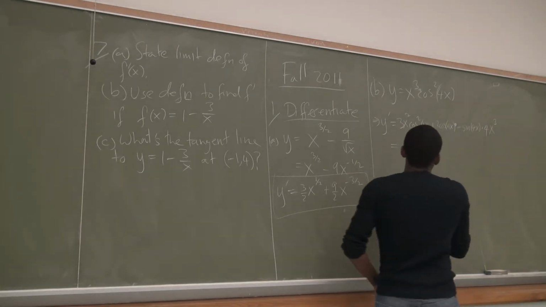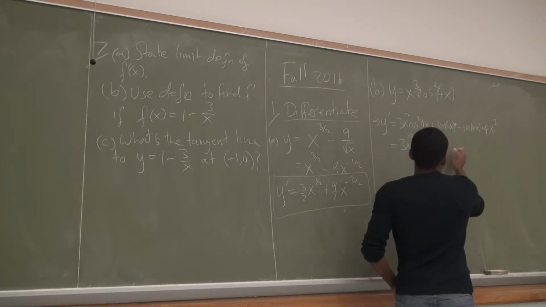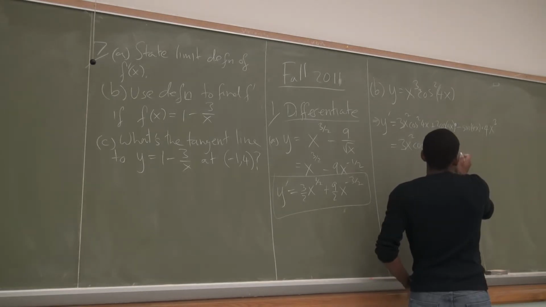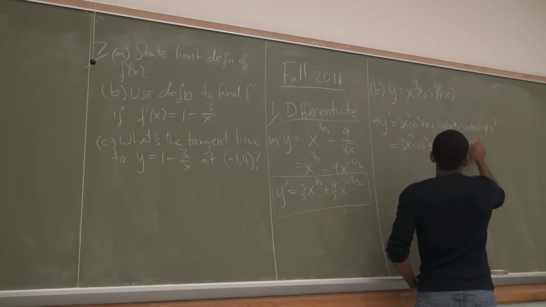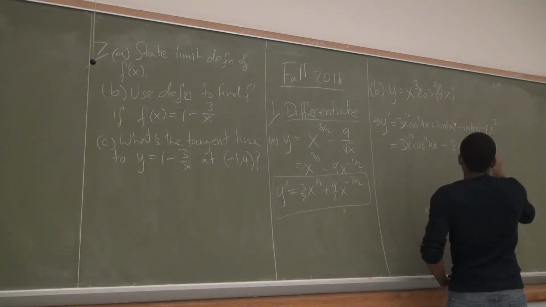So, can you simplify that? Minus 8 cos 4x sin 4x x cubed.